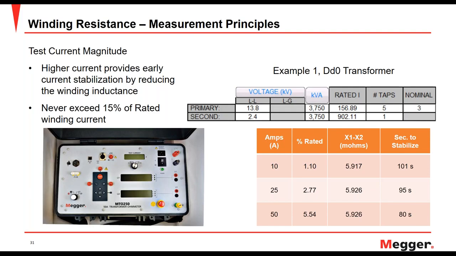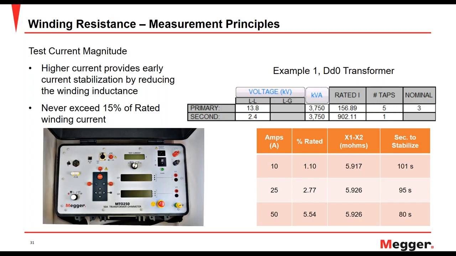Now we discussed two aspects. One was current stabilization. So let's look into that for a bit. The test current magnitude is very important, and because the inductance of a winding is affecting its measurement, a higher current will provide an early current stabilization. That's how it reduces the inductive nature of the winding. However, make note that the test current level should never exceed 15% of the rated winding current.